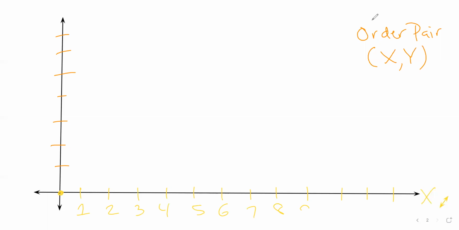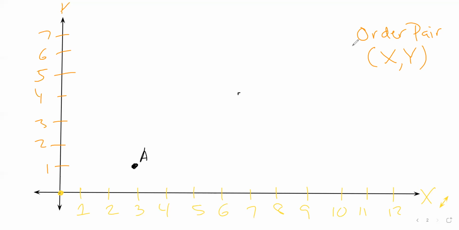So 8, 9, 10, 11, 12, and then with our y-axis, which I did not label, we have 1, 2, 3, 4, 5, 6, 7. And then I'm going to go ahead and just put on some ordered pairs of coordinates on here. So let's see, I'm going to go here. We're going to call this one A.